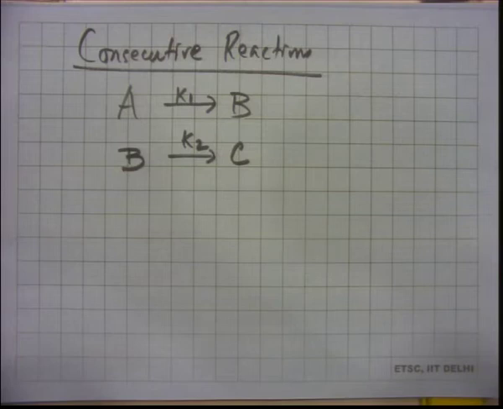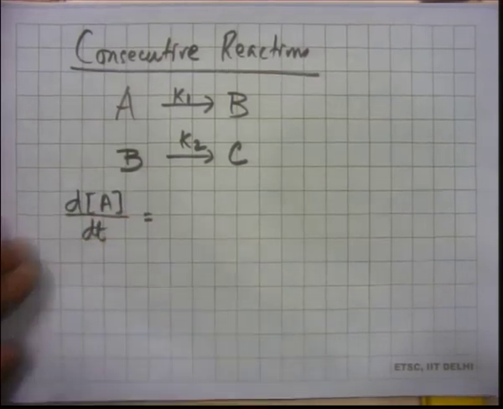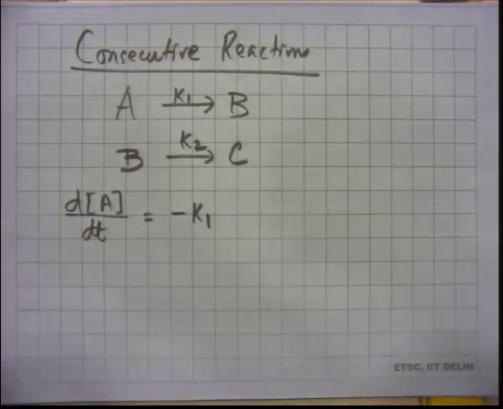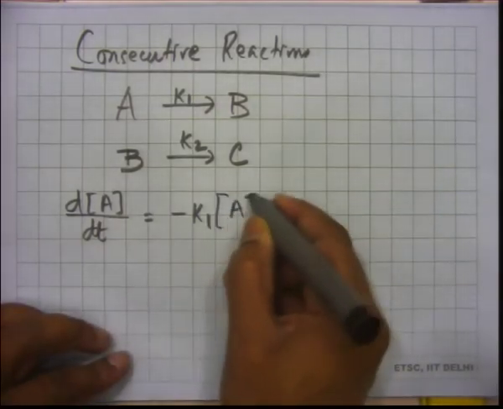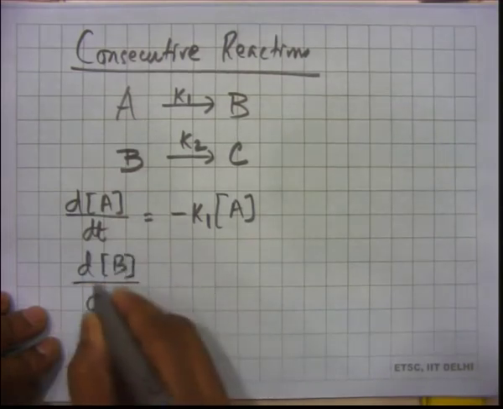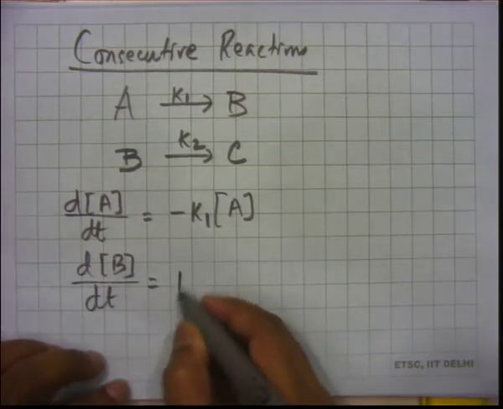So, again, what is the purpose of analyzing all this? We want to get concentrations as functions of time, and then just see what happens. Are there some interesting cases? So, d[A]/dt is minus k1 [A], and d[B]/dt is k1 [A] minus k2 [B].